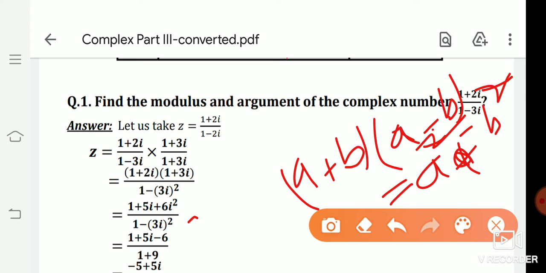That is 1 into 1 is 1. After that 2i into 1 equal to 2i plus 3i, that means 5i, and then 2 into 3i is 6i square, and in the denominator 1 minus 3i whole square. Then in the next step we have 5i, and we know that the value of i square is minus 1, that's why 6 plus 6i square can be written as minus 6, and in the denominator 1 plus 9.